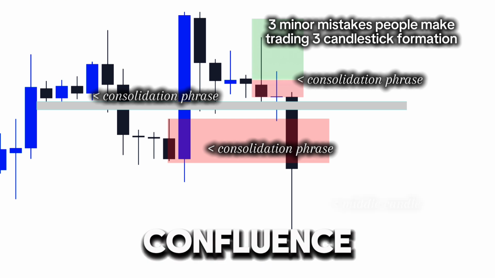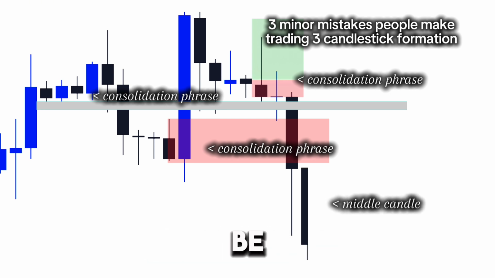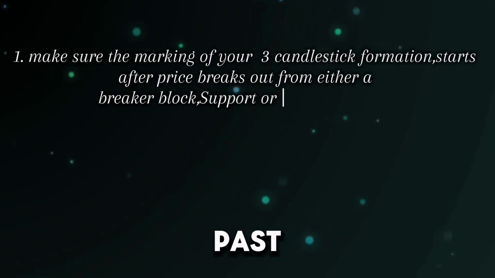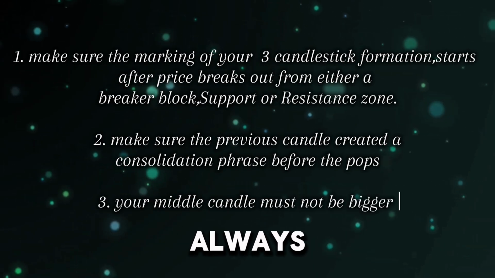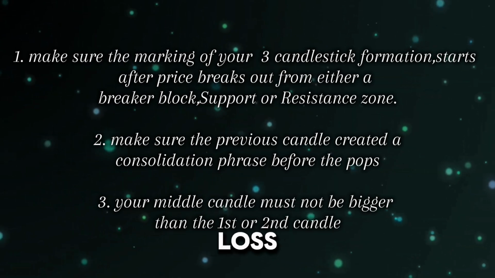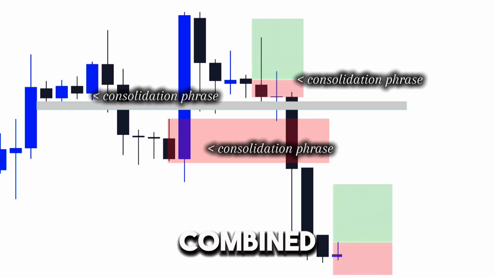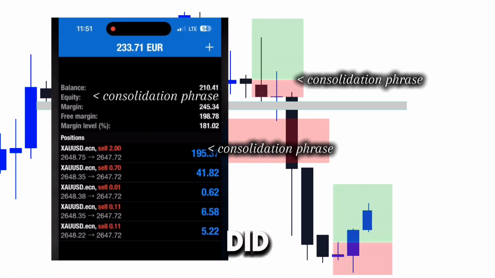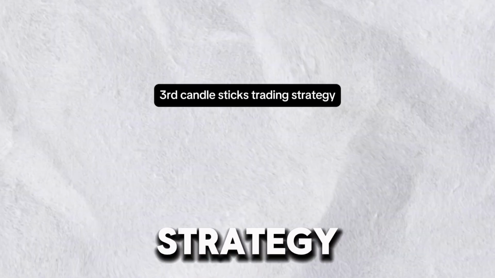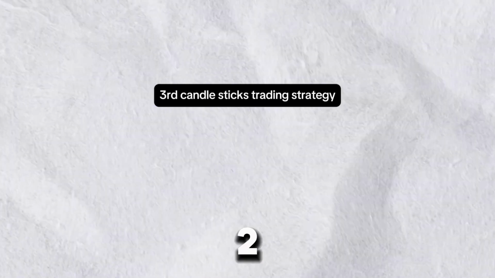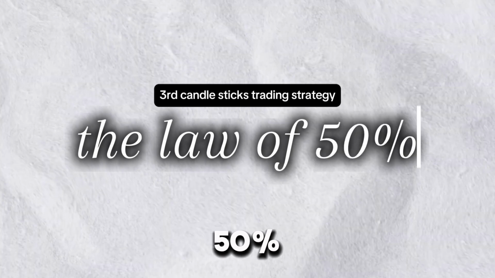As for the third confluence, your middle candle must not be bigger than the first, because from a series of studies I have conducted in the past, this kind of abnormality always leads to multiple consistent losses. That combined, you would have made insane profit like I did here before. I executed the third candlestick trading strategy, which is the law of 50%.